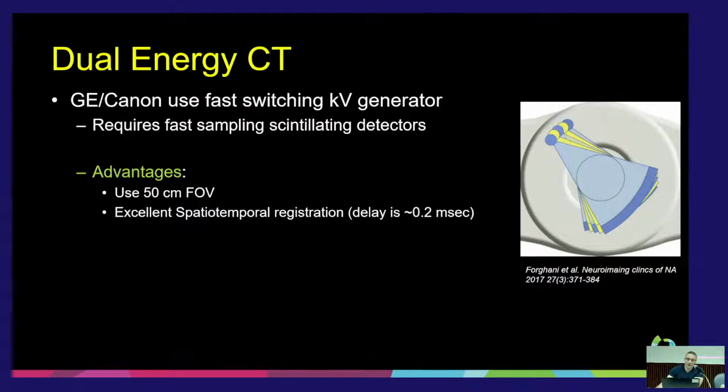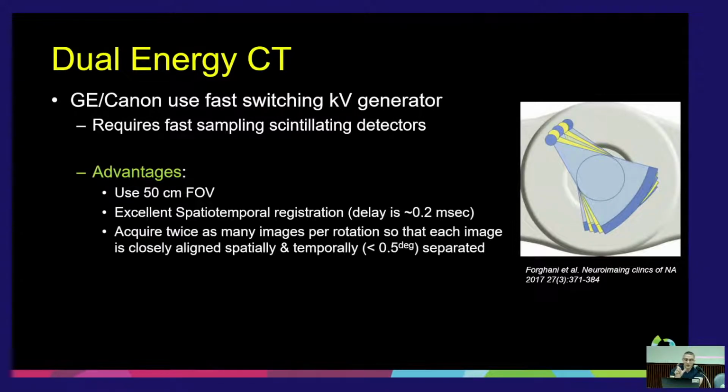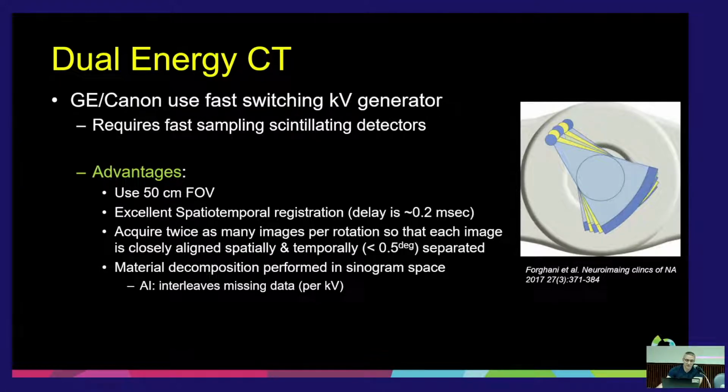It does go fairly fast. Spatiotemporally, there's very little difference between the 80 and the 140. So the body anatomies of the two different spectra line up better than with the two tubes that are 90 degrees apart. Material decomposition is performed in sinogram space. That's good.